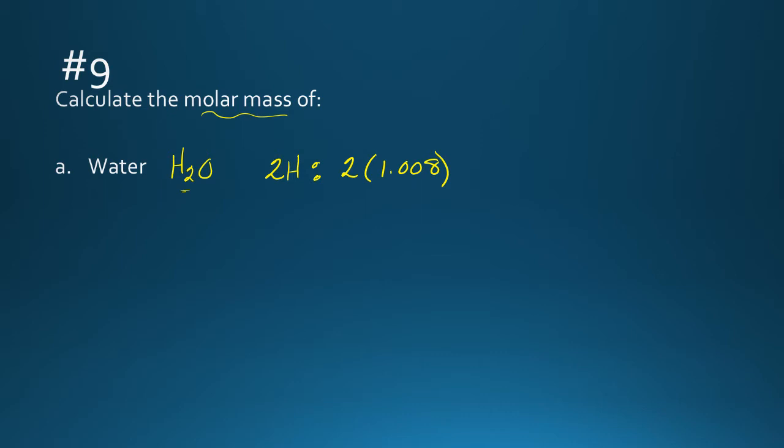So 2 point that, and then we have 1 oxygen, just 1. So that's 1 times 16. When we put that together, we end up with 18.02 grams per mole. Molar mass, grams per mole. Okay, let's try the next one.